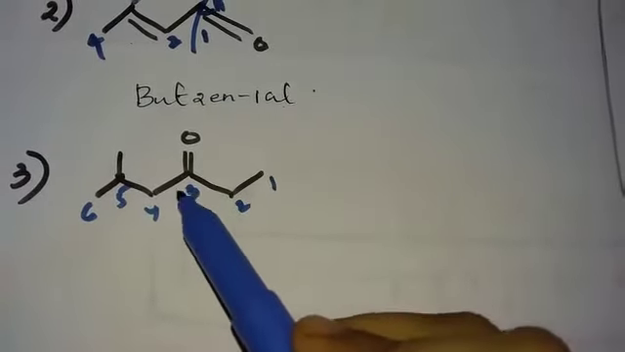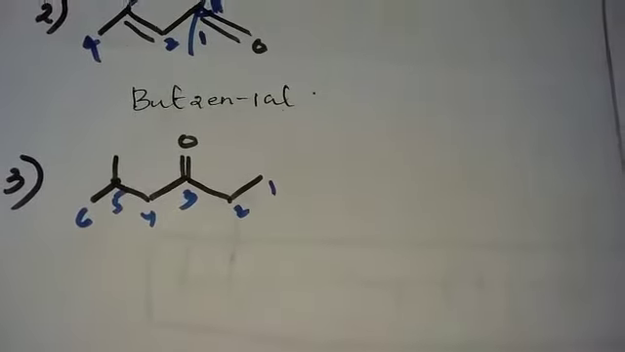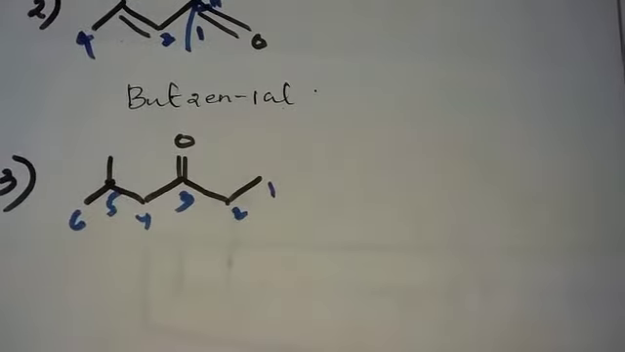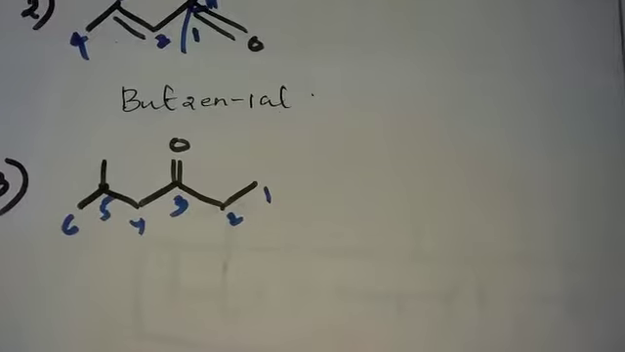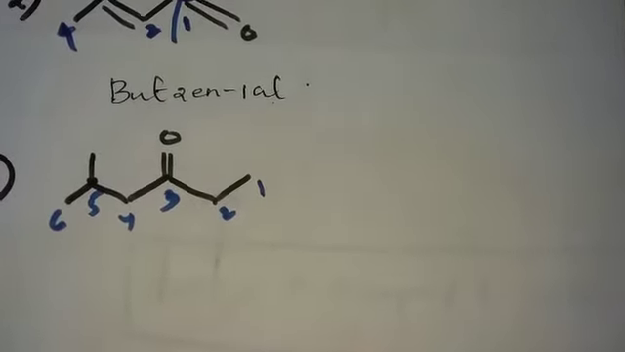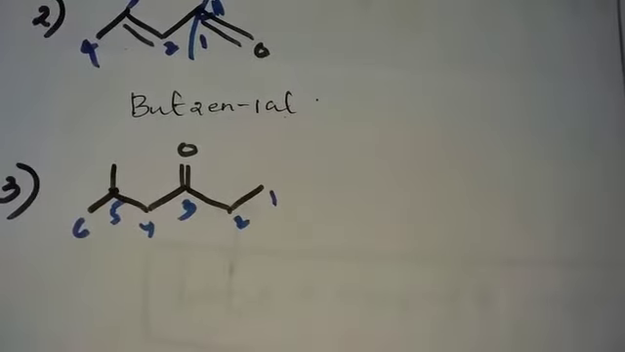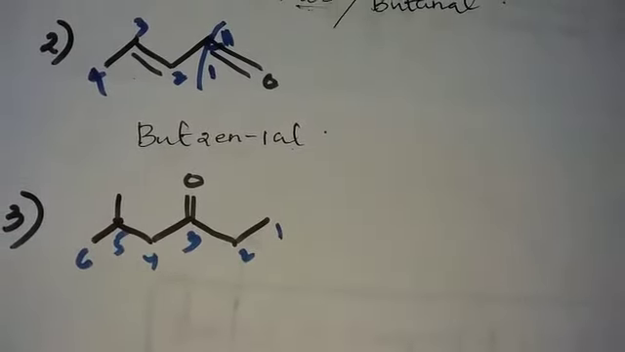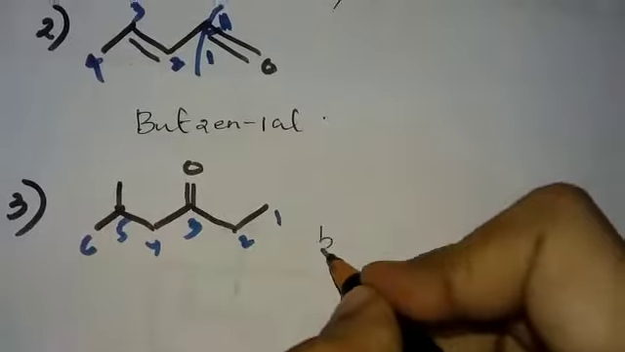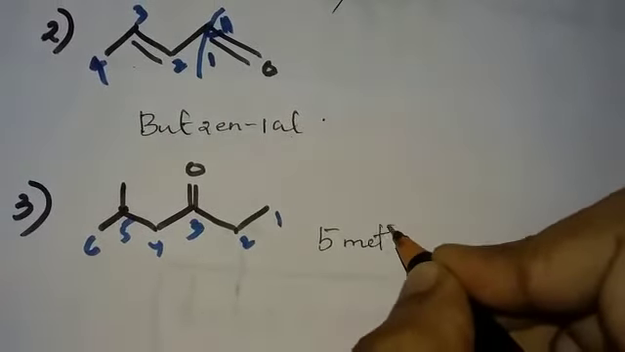So 1, 2, 3, 4, 5, 6. Are you clear, students? 3. Okay, now look at the branch. Is there any branch prefix? Yes, there is a prefix in the 5th position, that is methyl. So we have to write 5-methyl.